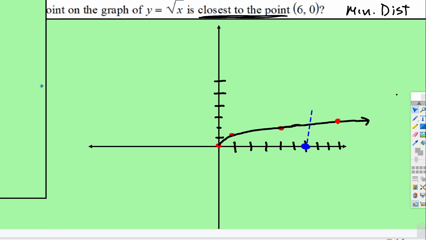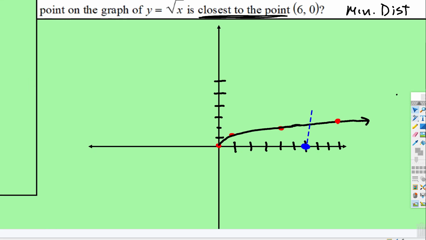So this is what we're talking about. So we have this parent graph of a square root. So the square root of 1 is 1. The square root of 4 is 2. The square root of 9 is 3. But we have this point, 6, 0. I've got this dashed line right here at 6, 0.